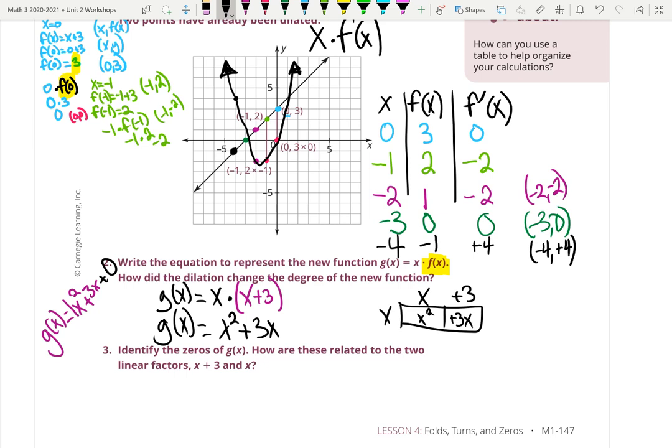Okay, so how did the dilation change the degree of the new function? The dilation increased the degree to 2 as a result of multiplying by x.